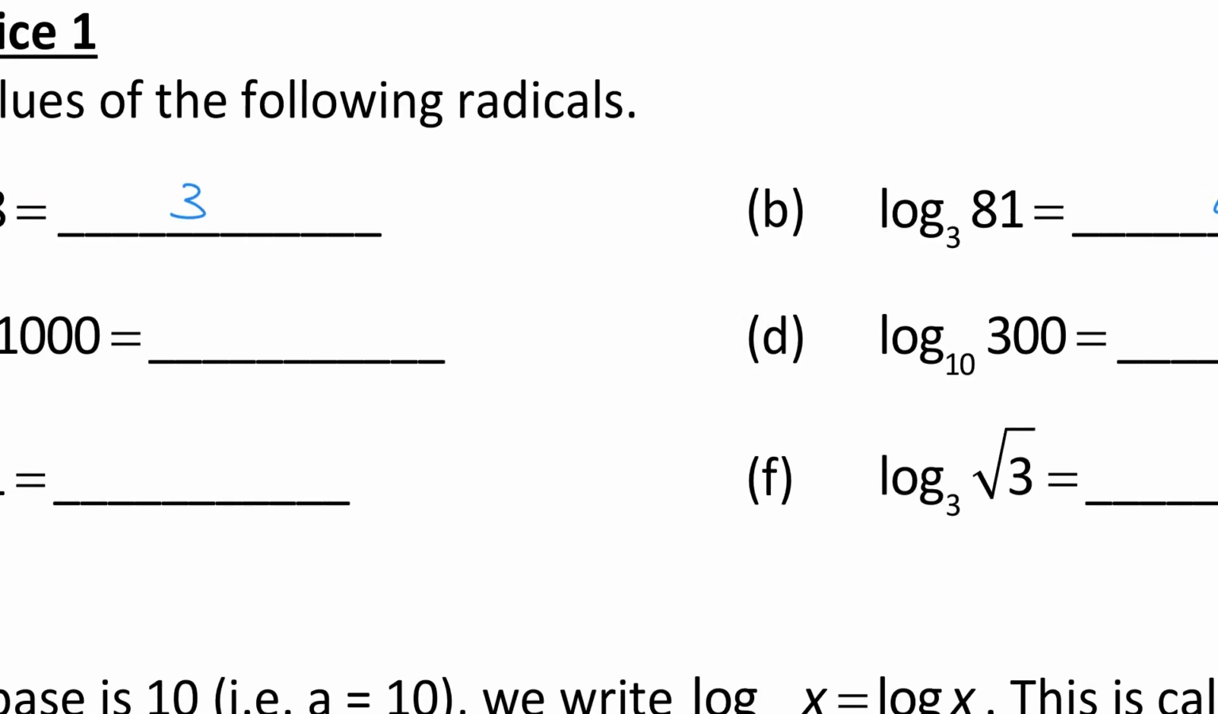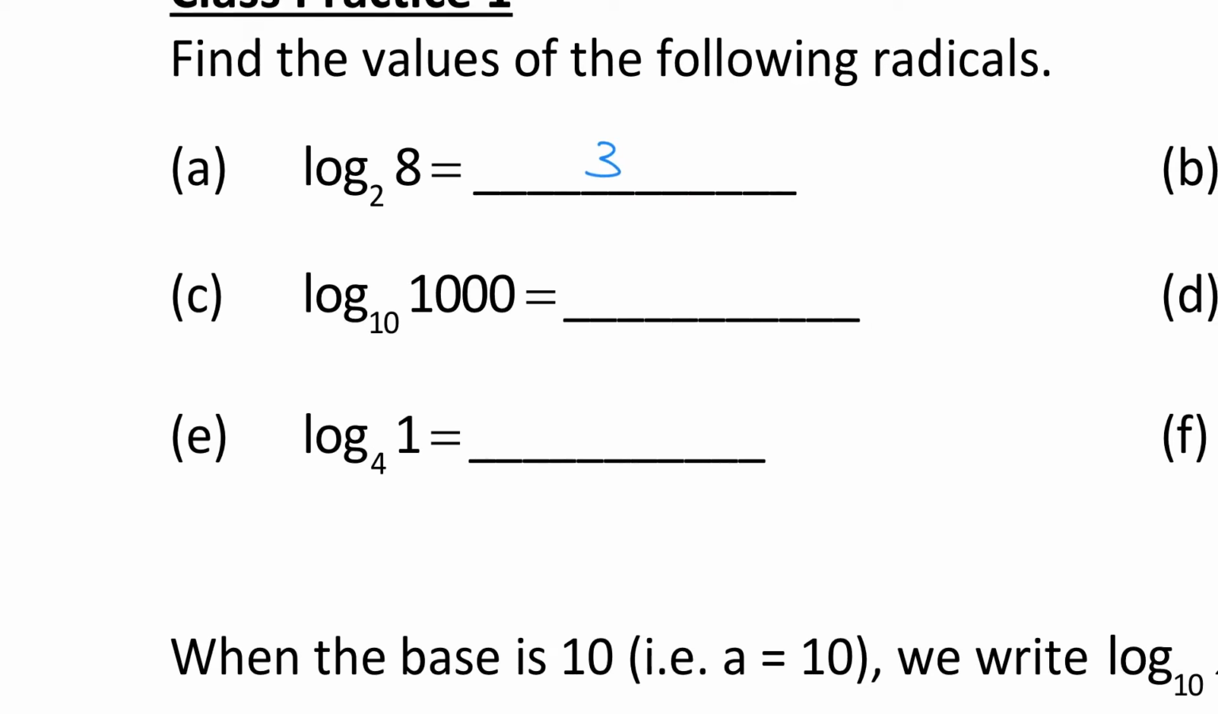And then part C, log 1000 with base 10. I want to know the power such that 10 to that power is equal to 1000. So the answer is also equal to 3. How about E? I want to know the number such that 4 to the power of that number is equal to 1. So the answer is 0 because I know 4 to the power 0 is equal to 1.